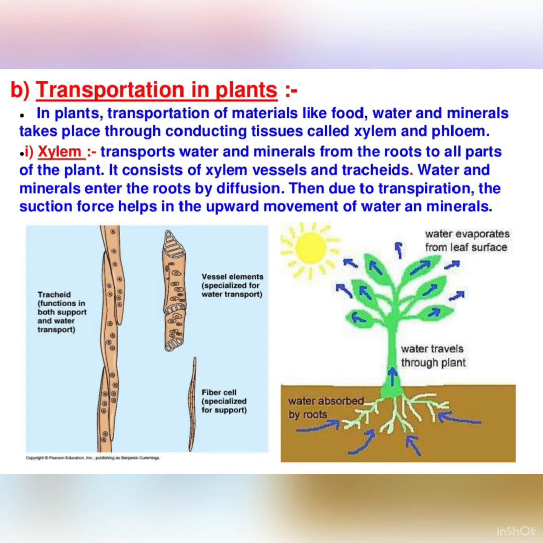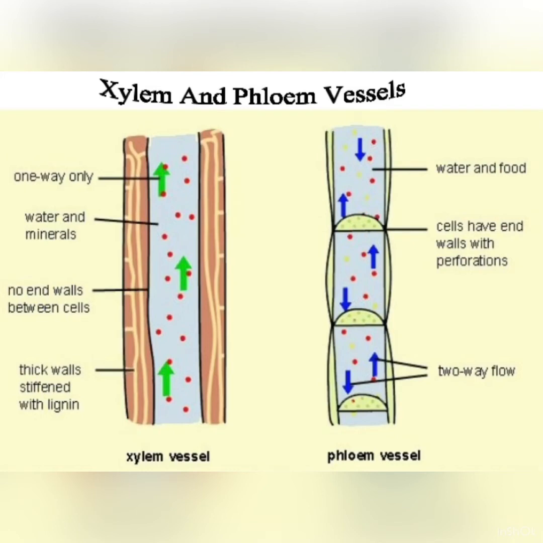Now, you can see that it consists of xylem vessels and there are no end walls between the cells. And phloem vessels have end walls with perforations, and there is two-way movement in phloem vessels, which means the water can move in both directions, upward and downward, and in xylem the water flows only in the upward direction.